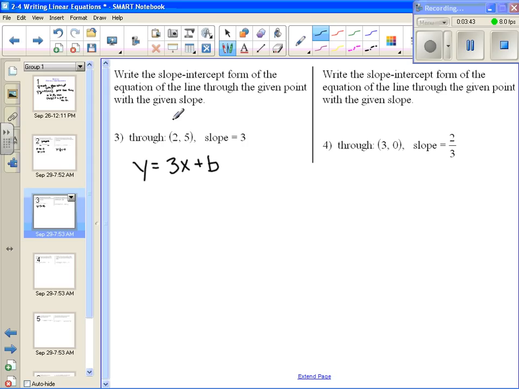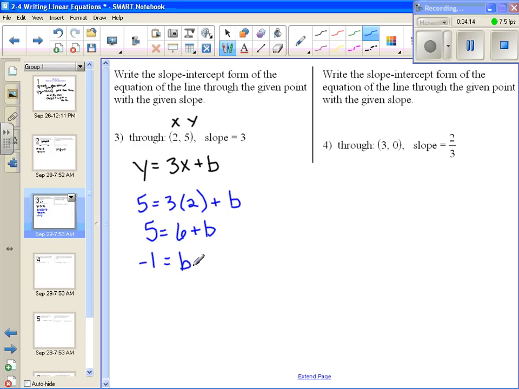Well, I do know that this is a value for x and this is a value for y that makes my equation true. So what I can do is substitute in place of a y, I'm going to put a 5. In place of an x, I'm going to put a 2. And now I can solve for b. So I have 5 equals 6 plus b. So when we subtract 6 from each side, we get b equals -1.